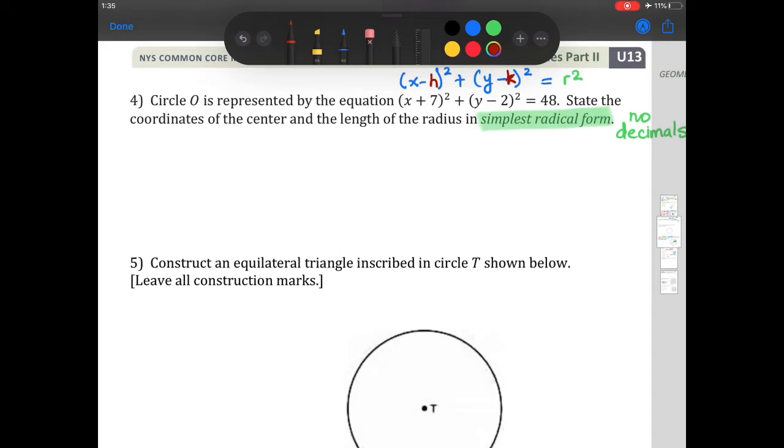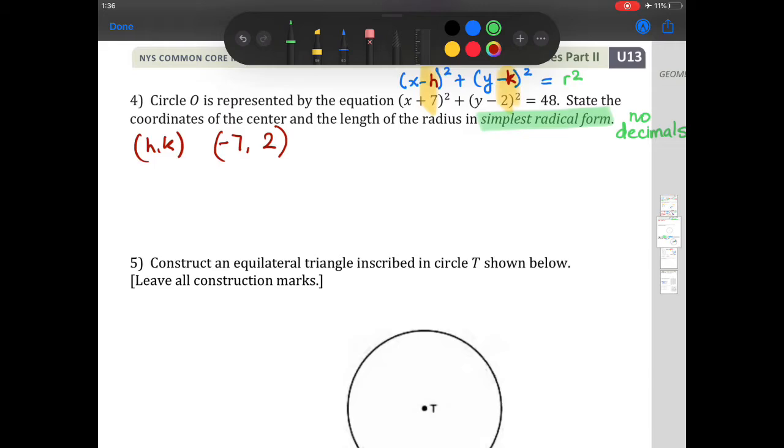Means you don't need any decimals, right? So let's compare. This is in place of h, so h and k are our center, and that's in place of k. So what is it? My h comma k are the center coordinates. My h is, you always switch the sign, so it's going to be -7, comma 2, right? And that's my center.